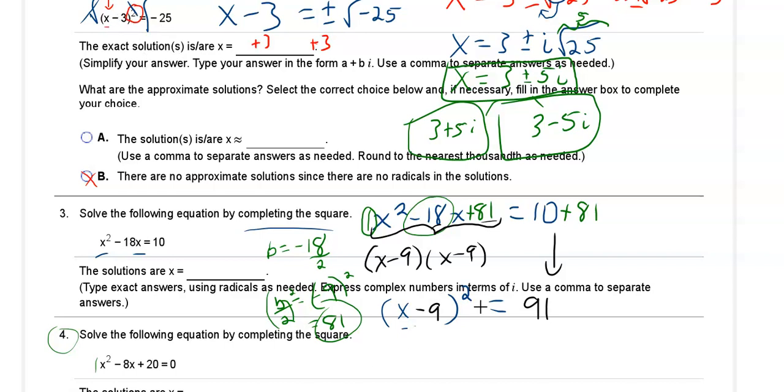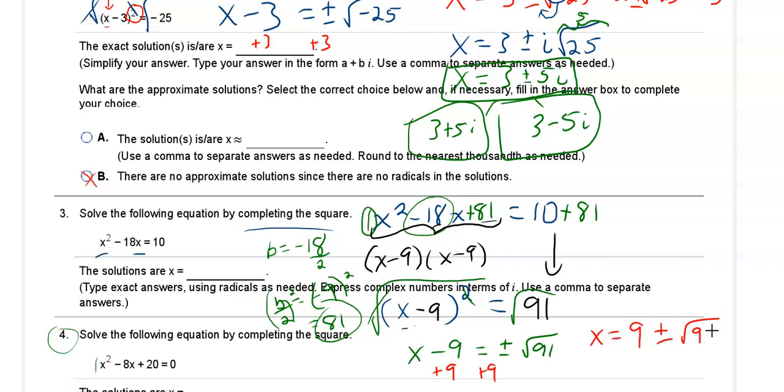All right, which is to get x by itself, we will take the square root of both sides of the equation. So I'm going to apply square root to the left-hand side, square root to the right-hand side. That square root cancels out that power of 2, and we end up with just x minus 9 equals the square root of 91. Because we took the square root of both sides, we have to apply a plus or minus to that. And then we're going to add 9 to get x by itself. And so we get x equals 9 plus or minus the square root of 91.